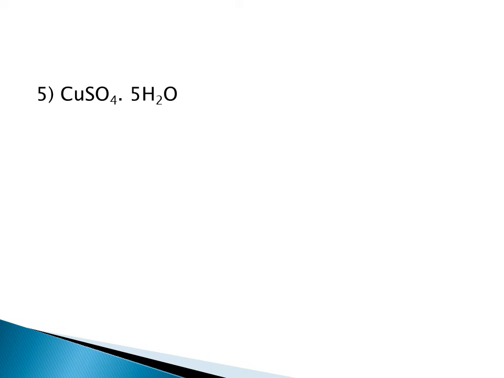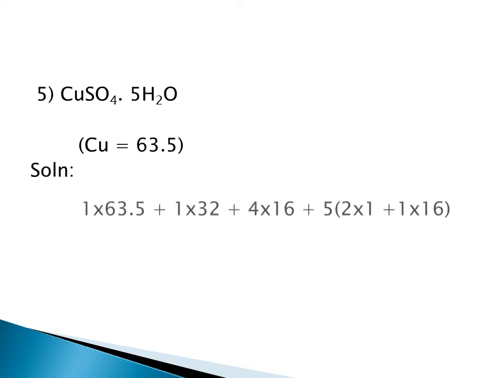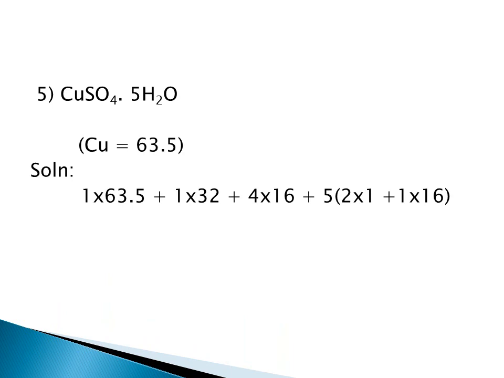Okay, so now let us solve. How can we solve this? The atomic mass of copper is 63.5 AMU. Let us see the solution. So we have one atom of copper, therefore it is 1 into 63.5, plus 1 atom of sulfur, therefore 1 into 32, plus 4 atoms of oxygen, 4 into 16.